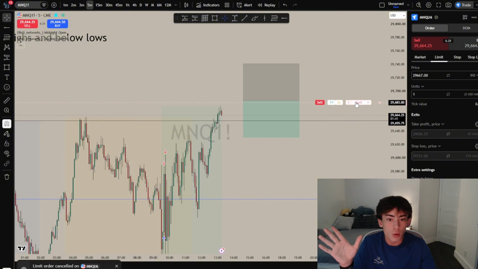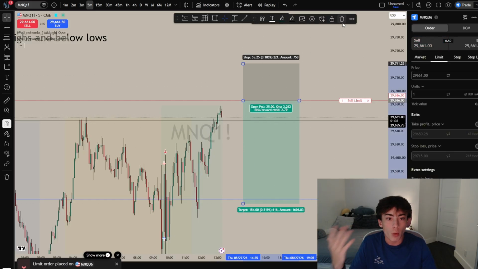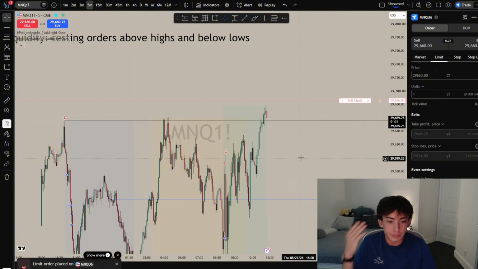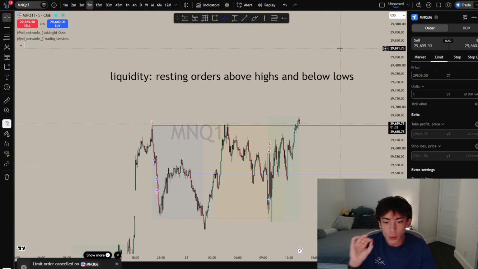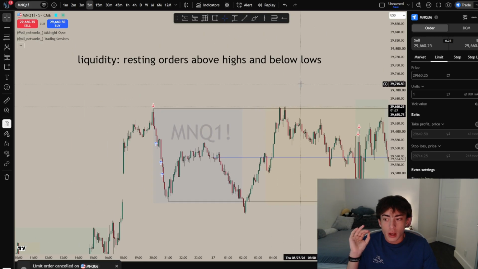If I had a sell limit order right here, price is going to travel, hit my sell limit, and then I'm going to try to hit the trade, whatever I am looking to make. So now that we know what these orders are, we can explain liquidity. When I say resting orders above highs and below lows, listen to me, guys.